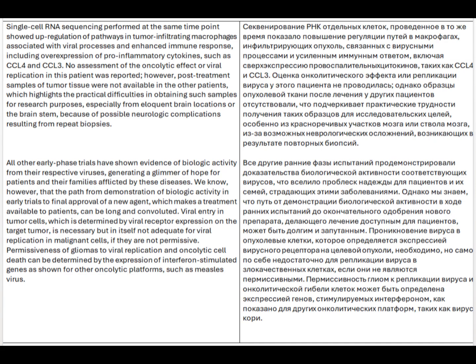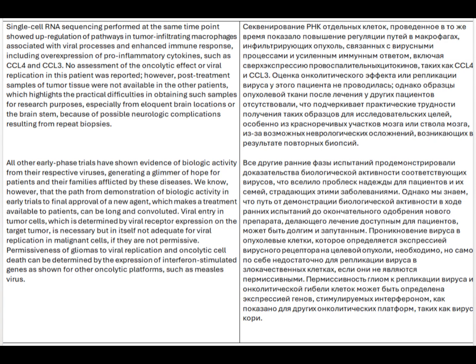Single-cell RNA sequencing performed at the same time point showed upregulation of pathways in tumor-infiltrating macrophages associated with viral processes and enhanced immune response, including overexpression of pro-inflammatory cytokines, such as CCL4 and CCL3. No assessment of the oncolytic effect or viral replication in this patient was reported.